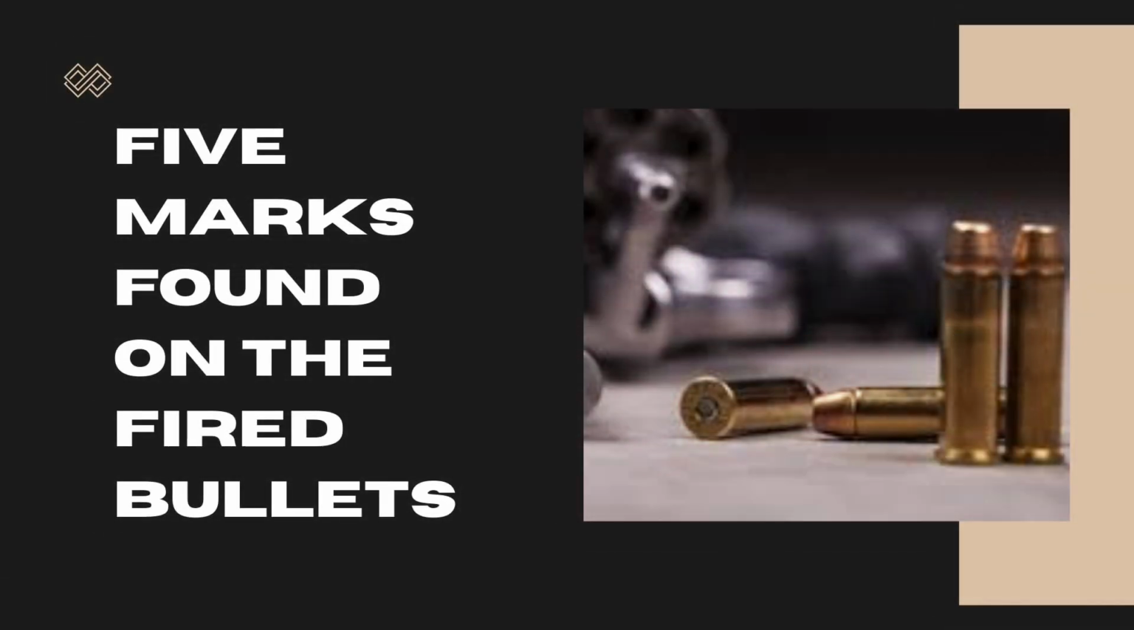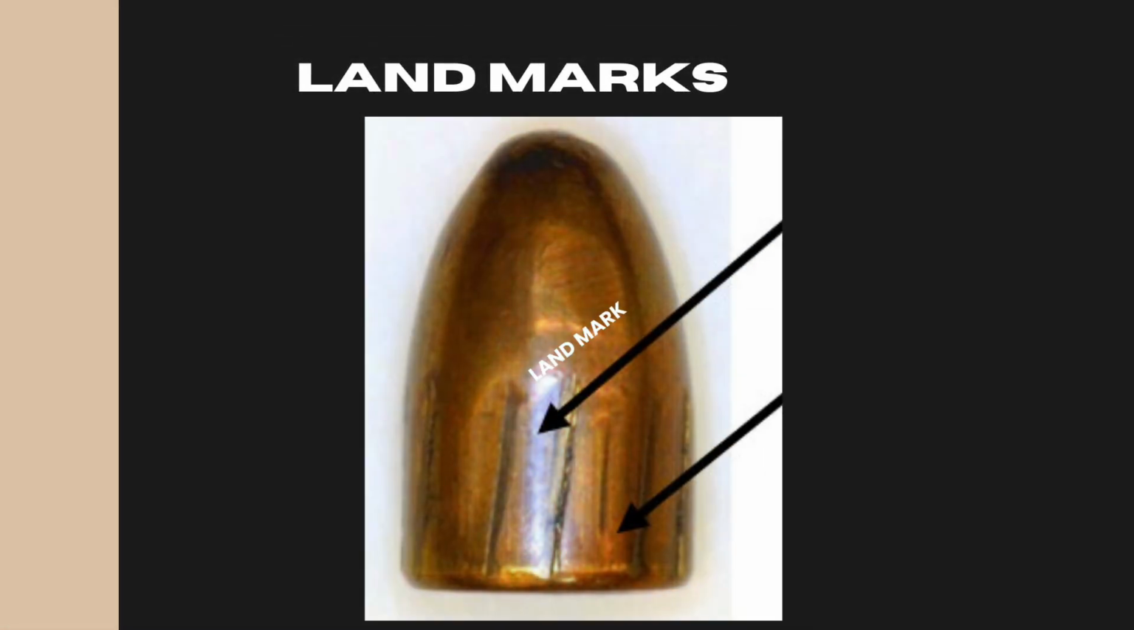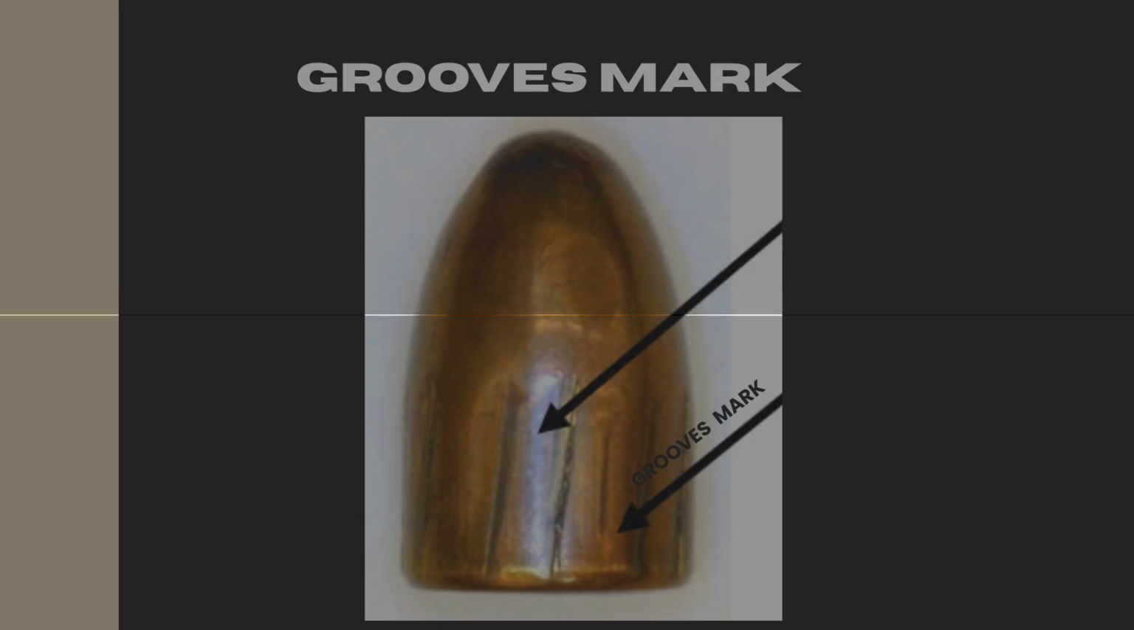This time, let's now discuss the five marks found on the fired bullets. Fired bullets carry several important markings caused by the rifling and internal surfaces of the barrel. These markings help identify the firearm used. The five major bullet marks are the following. First, the land marks. Land marks are the raised impressions on the bullet made by the lands of the barrel. As the bullet travels through the barrel, the raised parts press against it, leaving long, shallow marks around the bullet.